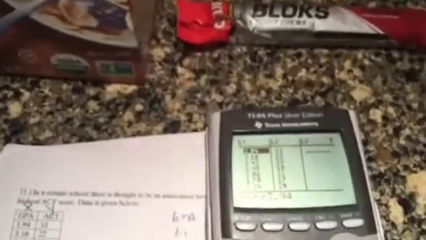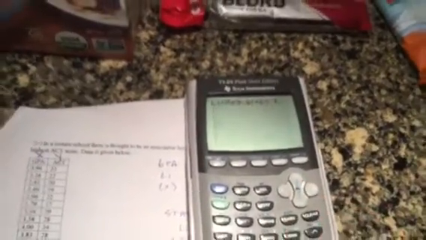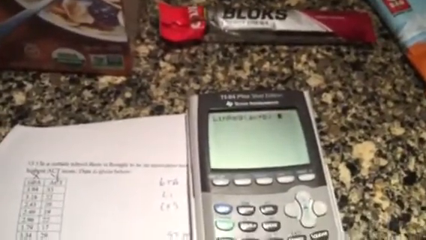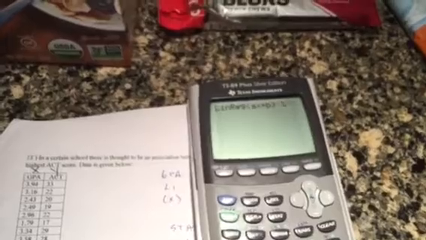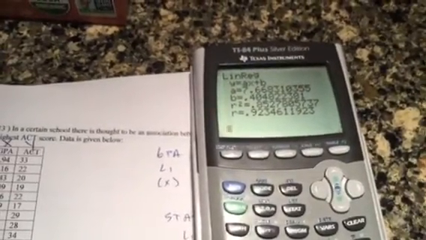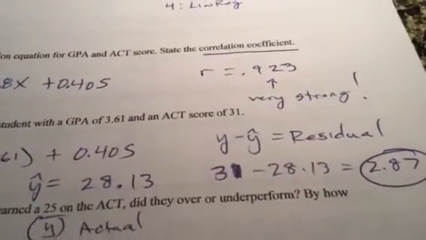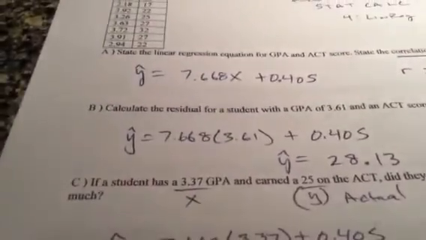In list 1 goes the GPA, in list 2 goes the ACT score. When you're done with that, you are going to hit Stats, go over to Calc, linear regression. Yours is a little different than mine. It's going to ask you what's the X, what's the Y. Mine kind of assumes list 1's X, list 2 is the Y, so I hit Enter, and it gives me that equation. A is the slope, B is the Y-intercept, and I have my R value, which is exactly what we see right here. It's a very strong correlation between GPA and ACT for this particular data.